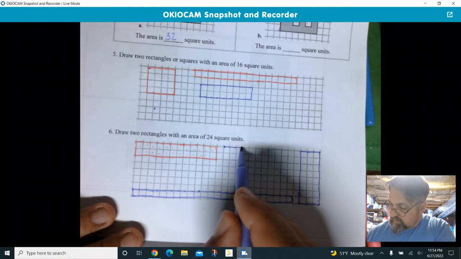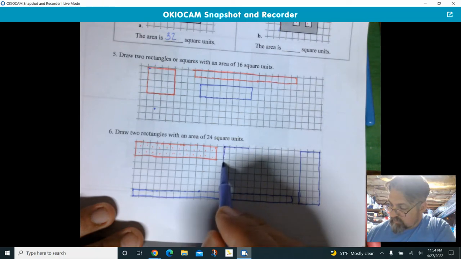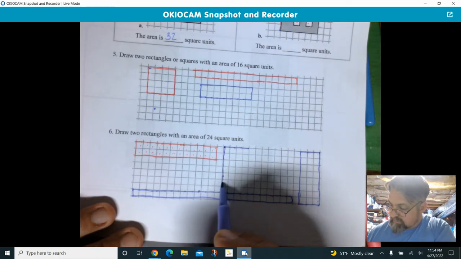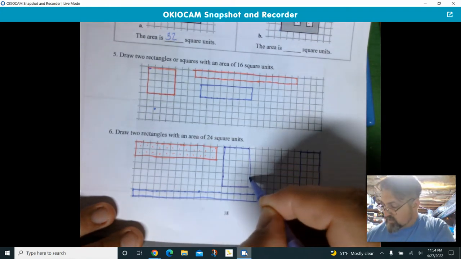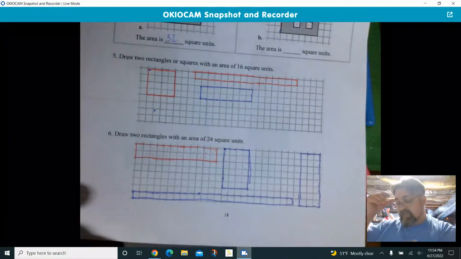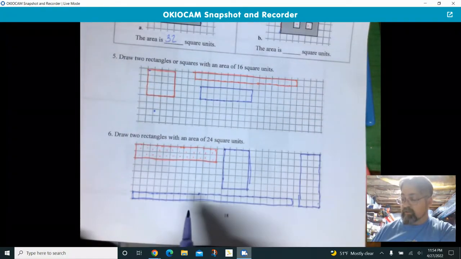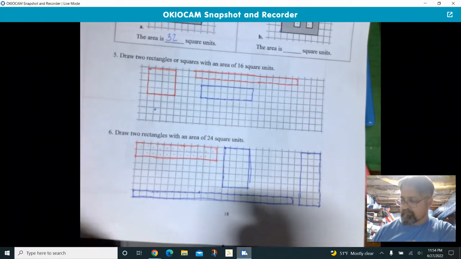Let's do 1, 2, 3, 4 times 1, 2, 3, 4, 5, 6. 4 times 6 gives you, whoops, let's not draw it right out there in the middle. There you go. 4 times 6 is 24. 24 square units. Any of those will work, right?